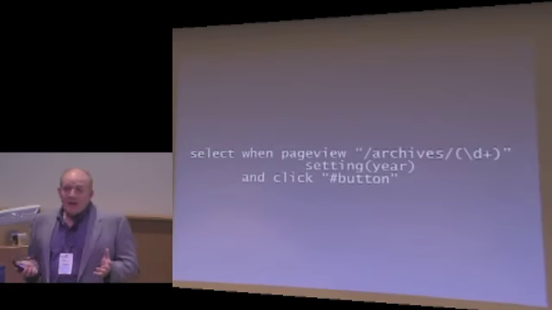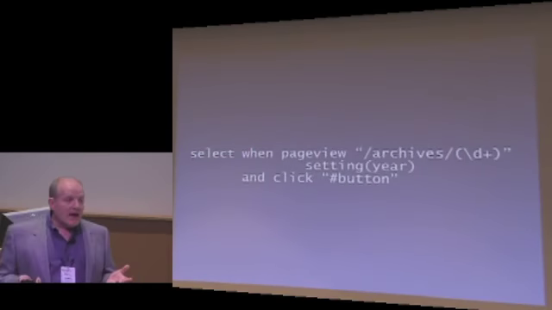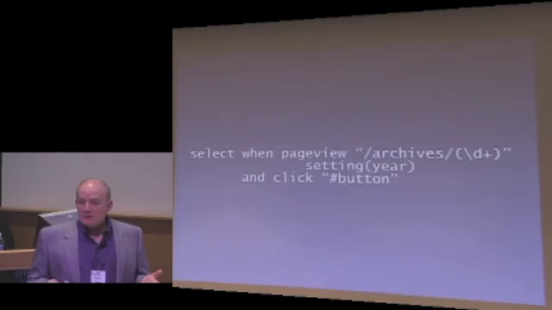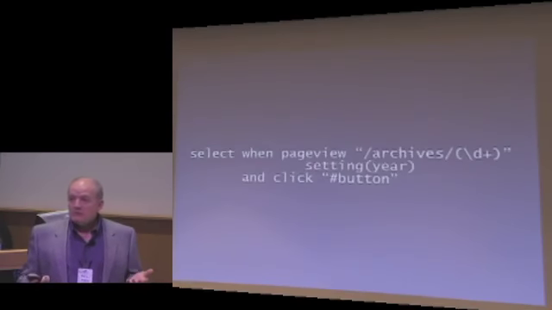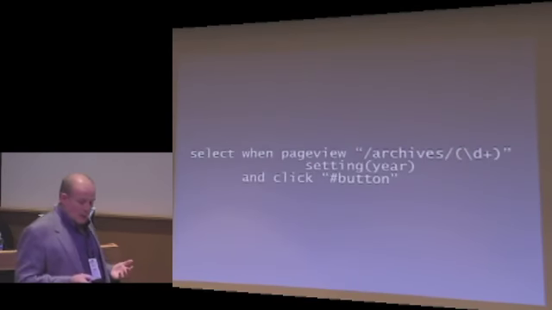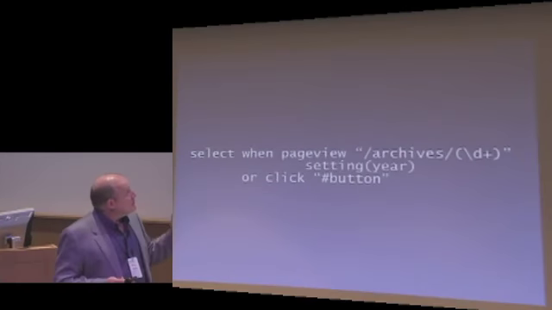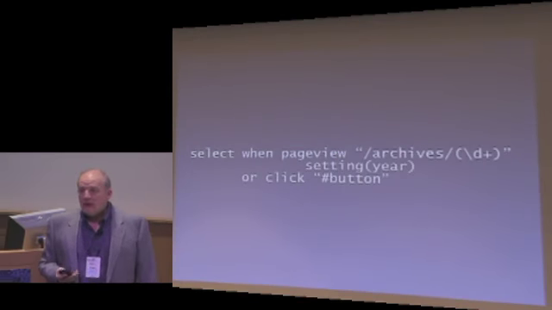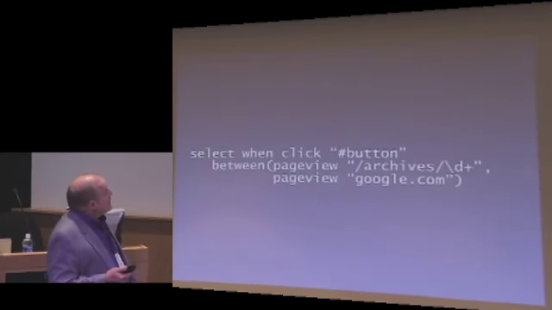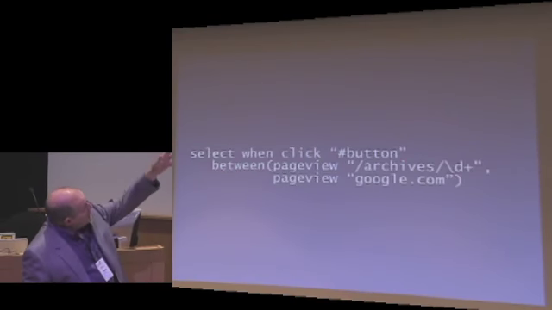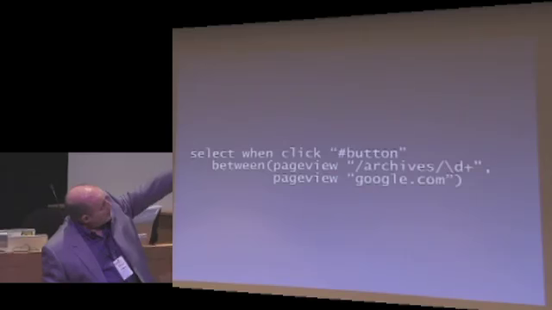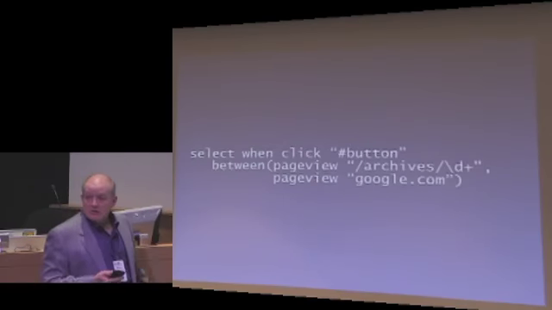We can also say and, which means that both of these things happened, but they didn't necessarily happen in any specific order. So either one can happen first, as long as they both happen. Of course, there's or, which means that either one happened, but they don't both have to happen. And then there are things like between. So we can say select when the user clicks the button between going to the page that matches archives and going to the page that matches Google.